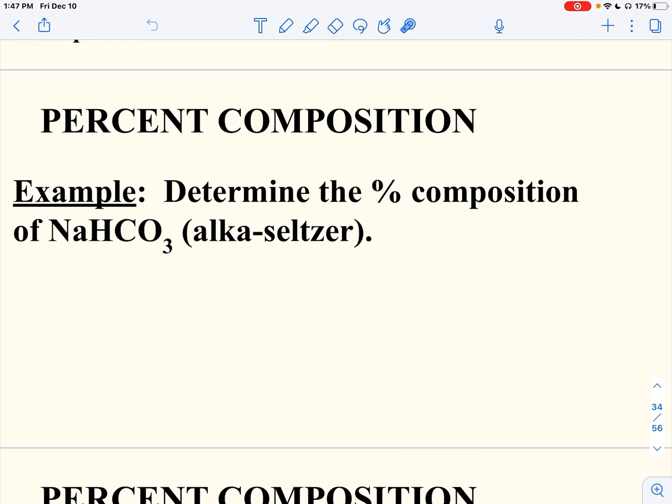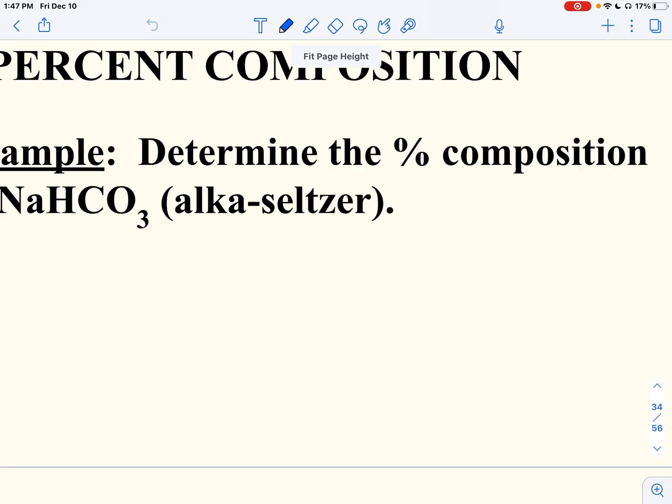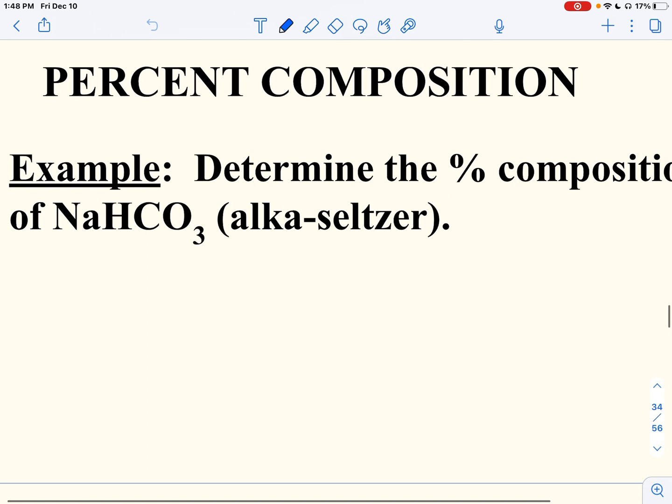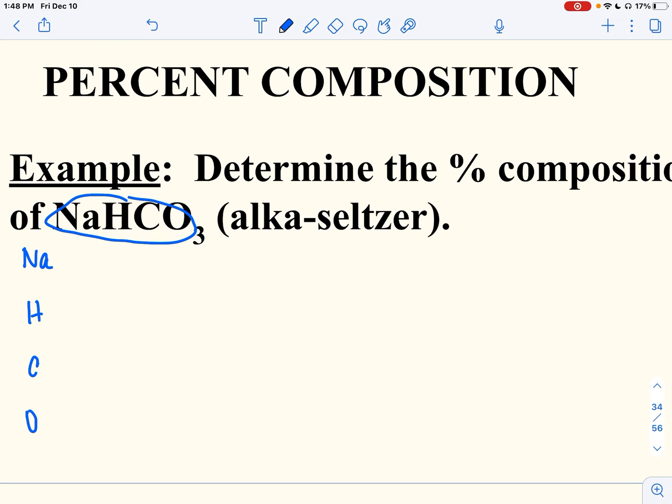So here, there are 2 types of questions you could be asked. One of them is like this, where it says the percent composition of this compound. In that case, you just find the percent composition of each element in the compound. So you're going to need the molar mass of the entire compound. So you find the molar mass of NaHCO3, and that is 84.